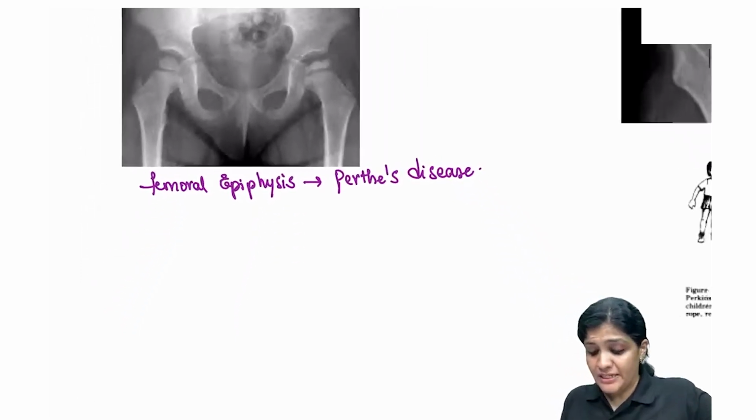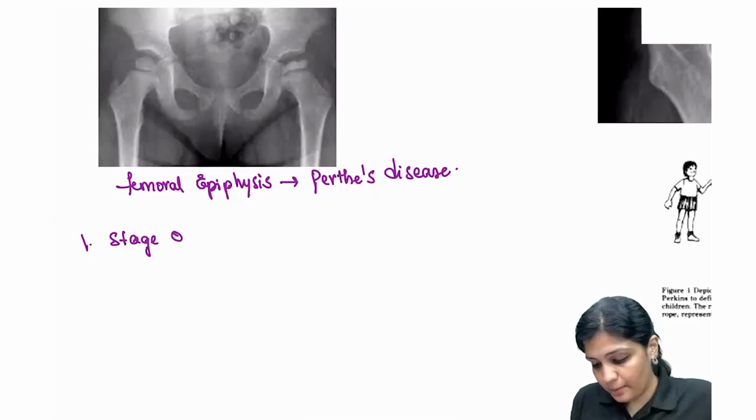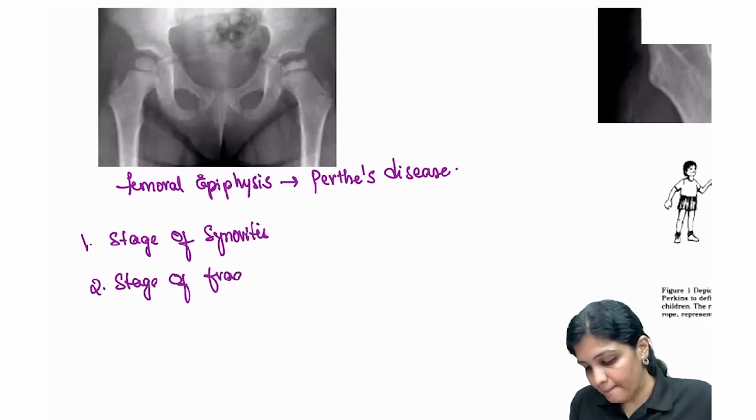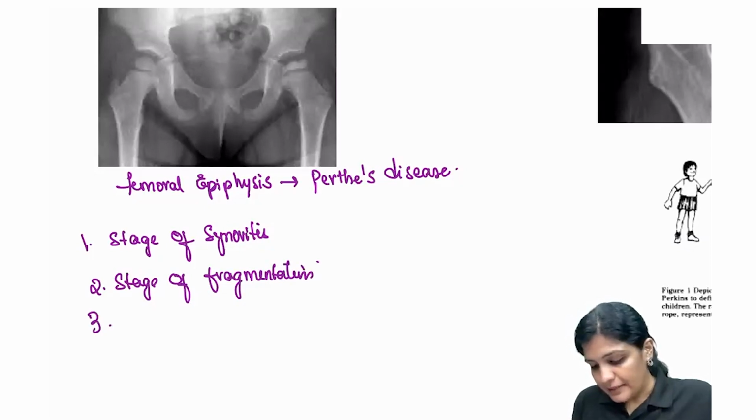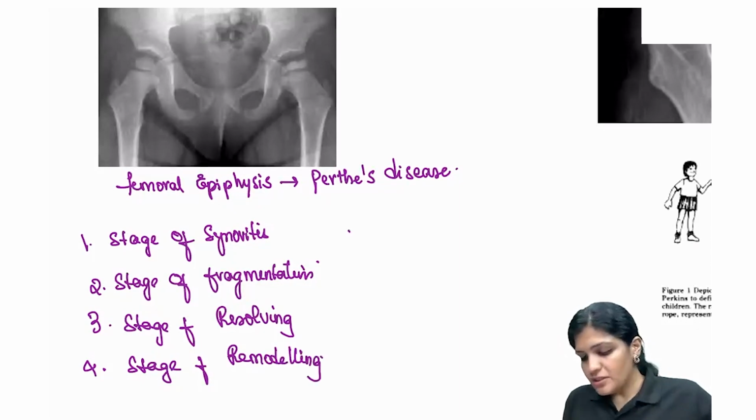There are 4 stages in this. The first stage would be the stage of synovitis, or the inflammation, and then there is a stage of fragmentation, right? And the stage of resolving phase, and the stage of remodeling. So these are the 4 stages.